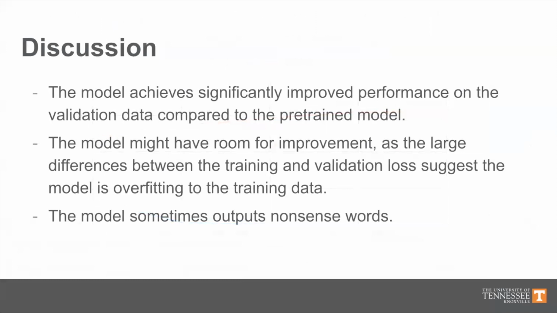So the model achieved significantly improved performance on the validation data compared to the pre-trained model. The word error rate was almost or more than half, but the model might have room for improvement. As previously mentioned, the large differences and the increasing differences between the training and validation loss suggests that the model is overfitting to the training data. And another problem is that the model can sometimes output nonsense words. So these are problems that moving forward we need to address.